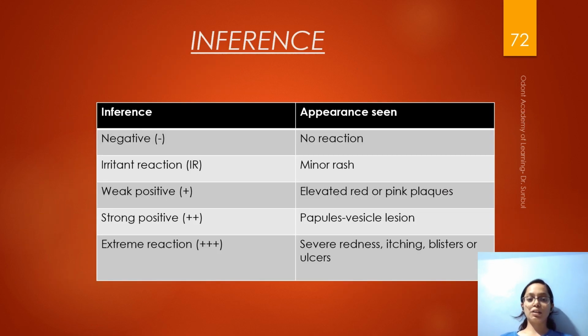Then in the test, if there is no reaction, it means it's a negative test. If there's a minor reaction, that means there is a certain amount of irritation of the skin which is happening because of that particular thing that is causing it. Then if there is an elevated ring, red or pink plaques, then it is a weak positive response that is generated. If papules or vesicles are formed in that particular region, it is strongly positive. And if there is severe redness, itching, blisters or ulceration, that means that the person is extremely reactive to it.